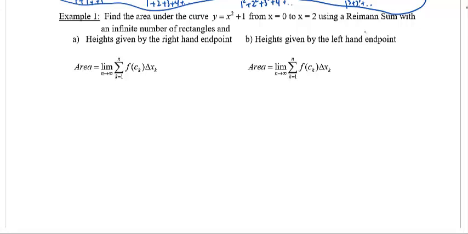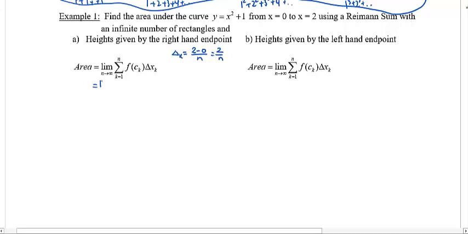So I told you that the exact area can be found by taking the limit as n approaches infinity of the sum of k equals 1 to n of f of c sub k, your heights, multiplied by your width. I think the first thing we should do is actually figure out what the widths are. So delta x sub k in this case would be b, which is 2, minus a, which is 0, over n. So that's 2 over n.